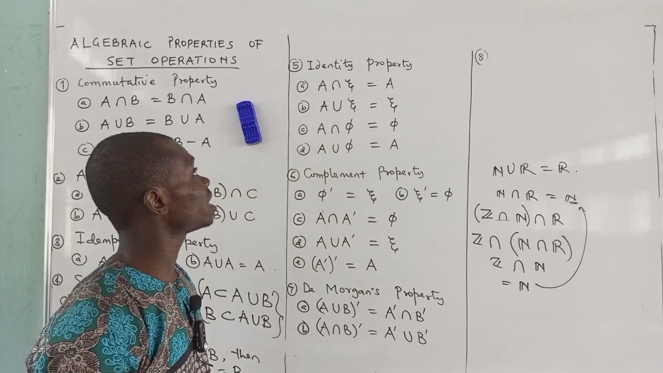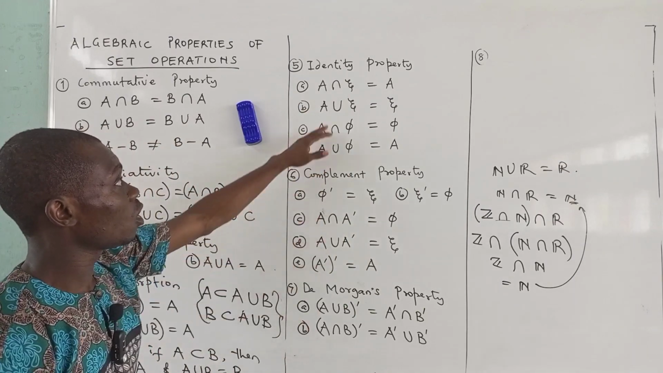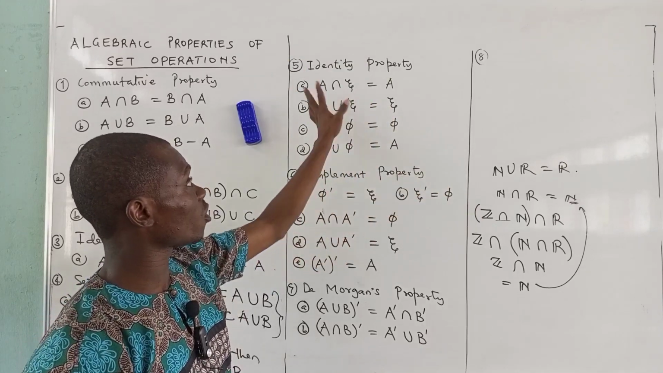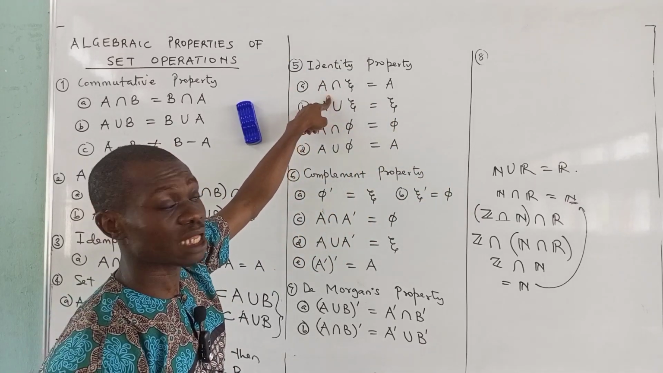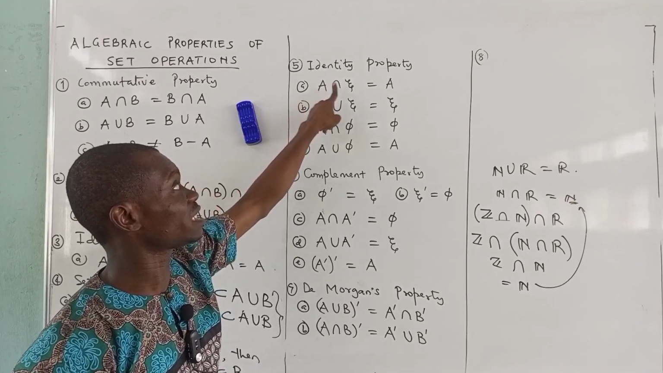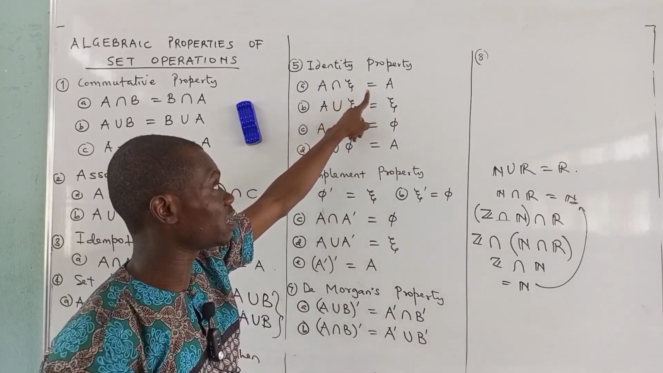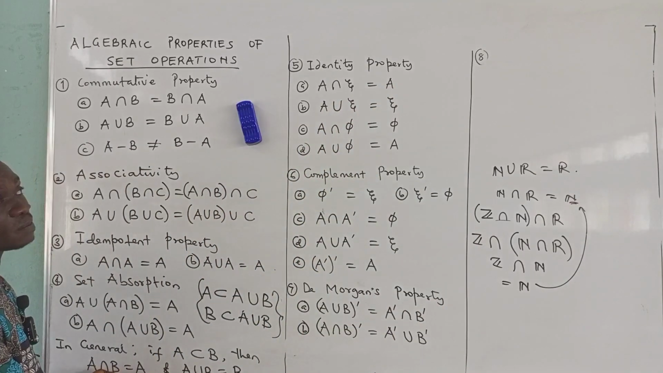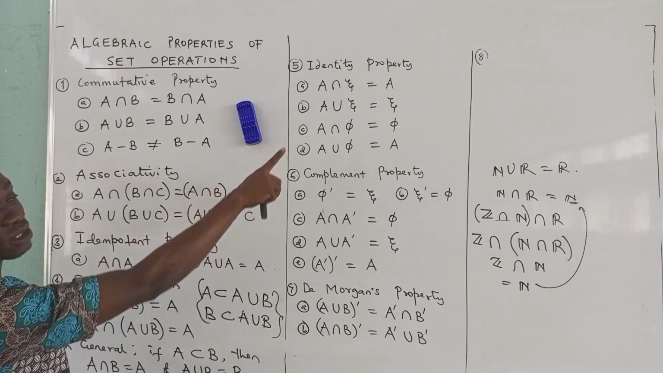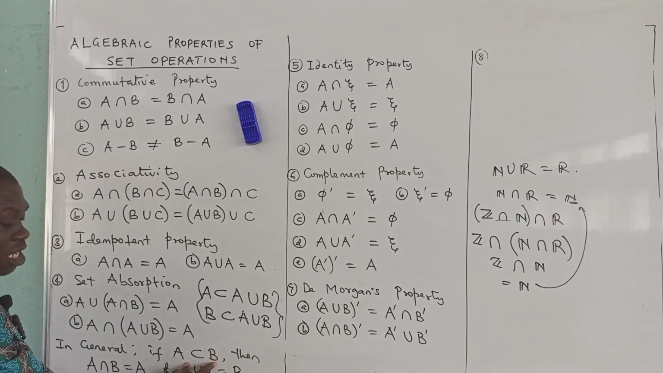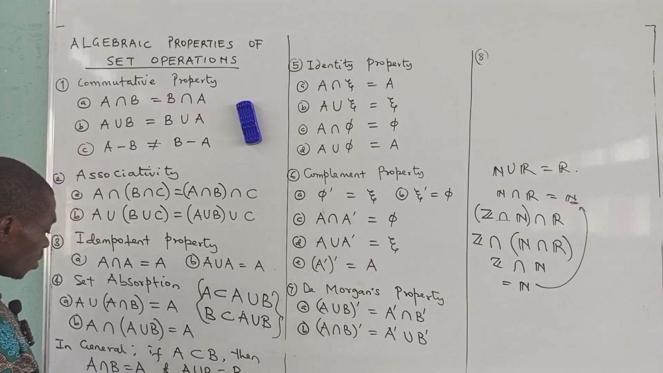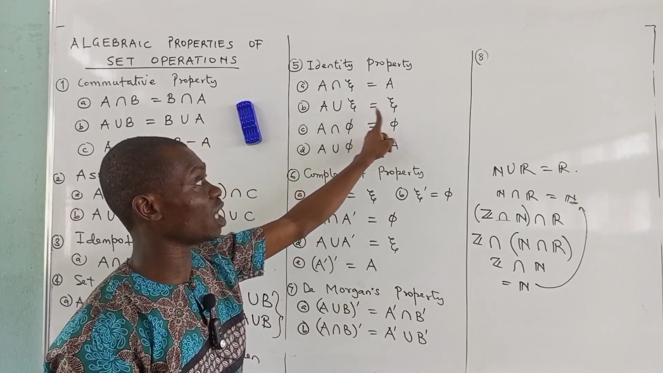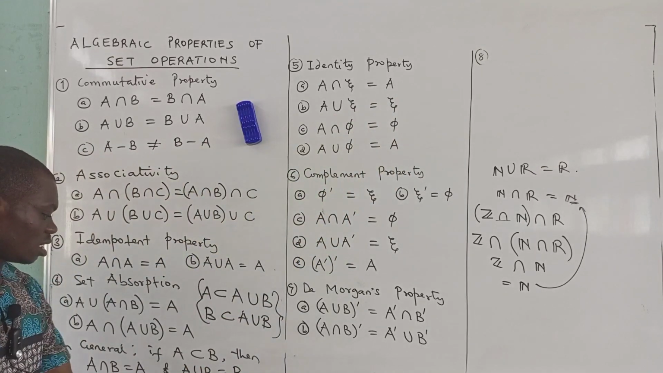Now we go to the set identity property. This one takes your operation and gives you one of the sets. If you take the intersection of a set and the universal set containing that set, you definitely get the smaller set, because A will always be inside the universal set, so it will be a subset. When you take the intersection, you always get the smaller one, which is A. And when you take the union, you always get the bigger one, which is the universal set. That is what we have here.